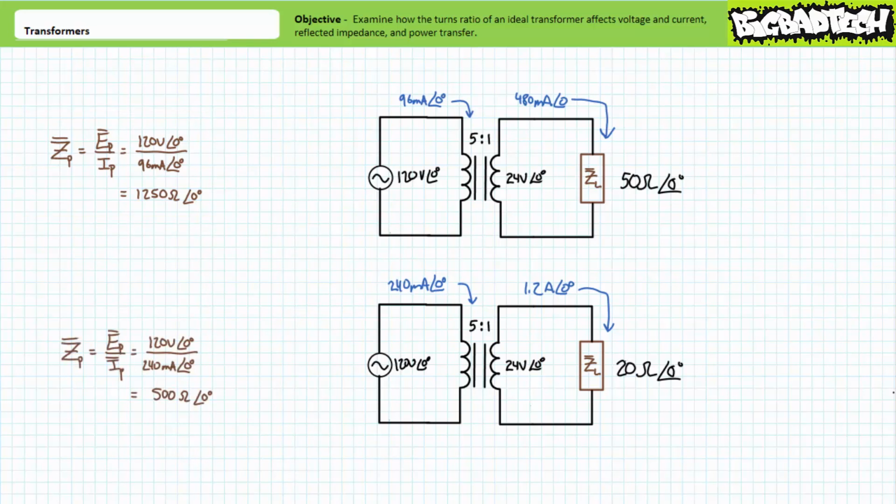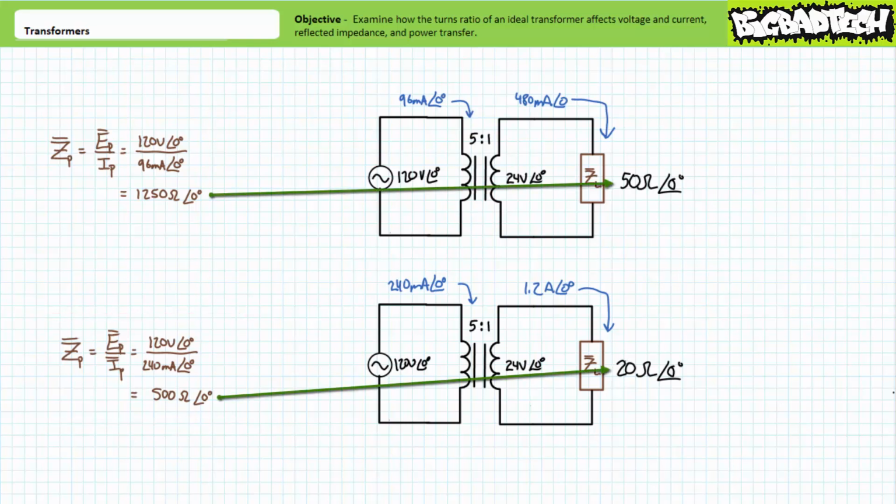In the second scenario, when the load is modeled as a decreased 20 ohm resistance and is drawing more current from the secondary, we demonstrated that the source also supplies an increased amount of 240 milliamperes of current. Using Ohm's law, demonstrate that the source in effect sees 500 ohms of impedance.